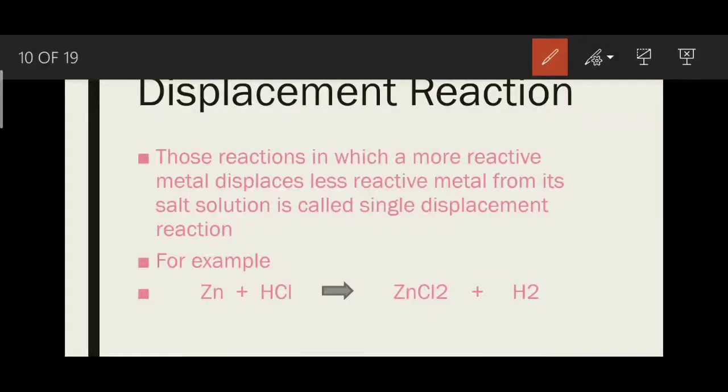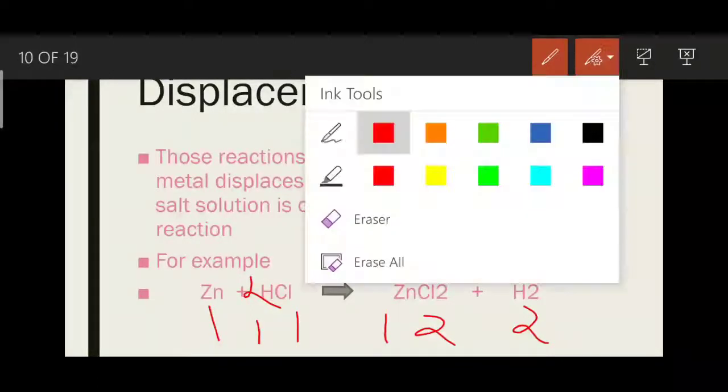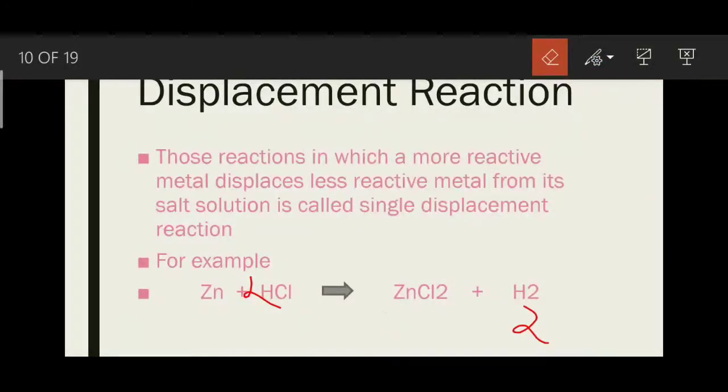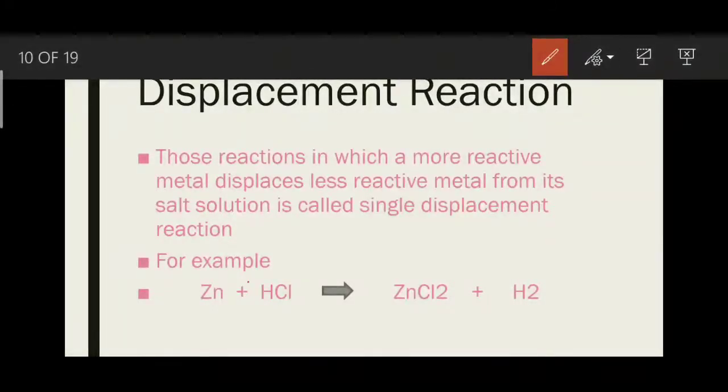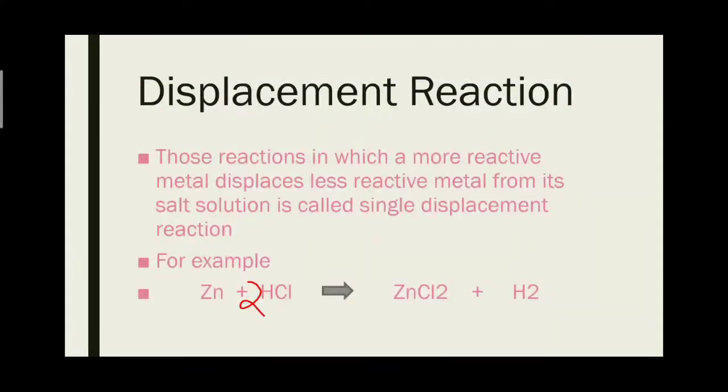I forgot to balance again. So H2 और H2, देखो यहाँ पर H कितना है 2, Cl कितना है 2, जिंक कितना है 1 और Cl यहाँ पर है 1 और ये 1. बैलेंस्ड क्या नहीं है, Cl2 और H2. Easiest way is that put here 2. This is balanced now. This reaction is balanced now.